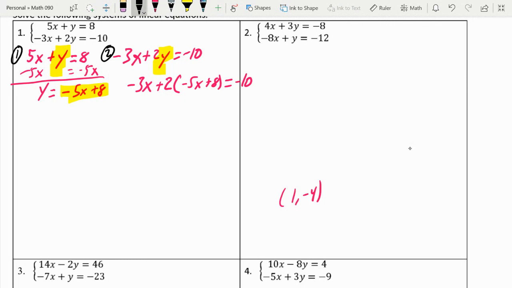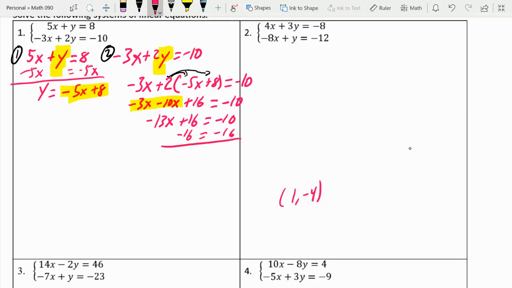Just like you've always done, distribute. You know what to do. So negative 3x minus 10x plus 16 is equal to negative 10. Combine our like terms. There are our like terms right there. So I have negative 13x plus 16 is equal to negative 10. Subtract 16 from both sides. We end up with negative 13x is equal to negative 26. Divide both sides by negative 13. X is equal to positive 2.